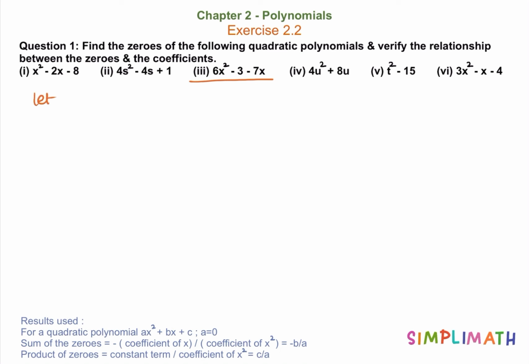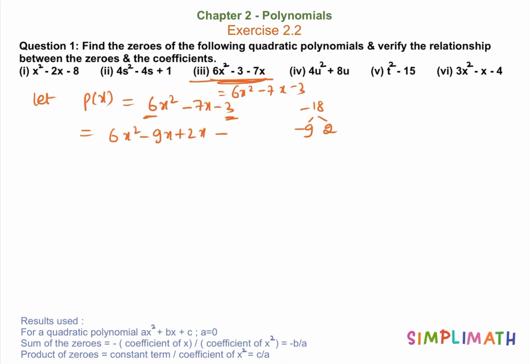Okay, now let p(x) equal, I can write this as 6x square minus 7x minus 3 also. So now let p(x) equal 6x square minus 7x minus 3. Okay, we split the middle term once again. So what is the multiplication of 6 and minus 3? It is minus 18. How do we split minus 18 so that the sum is minus 7? Minus 9 into 2, right? So I can write this as 6x square minus 9x plus 2x minus 3.